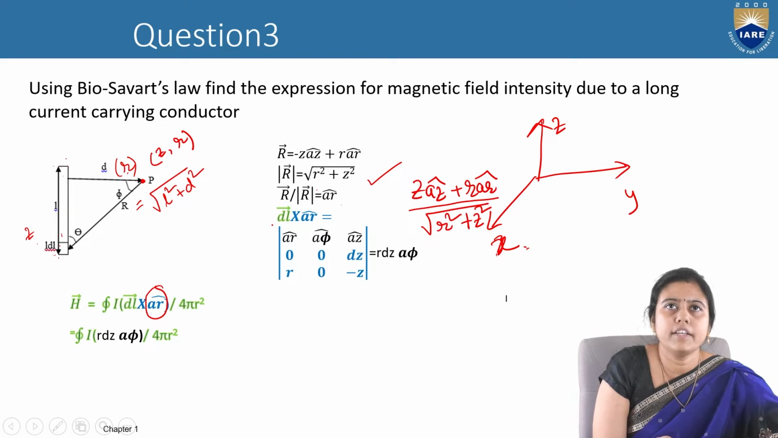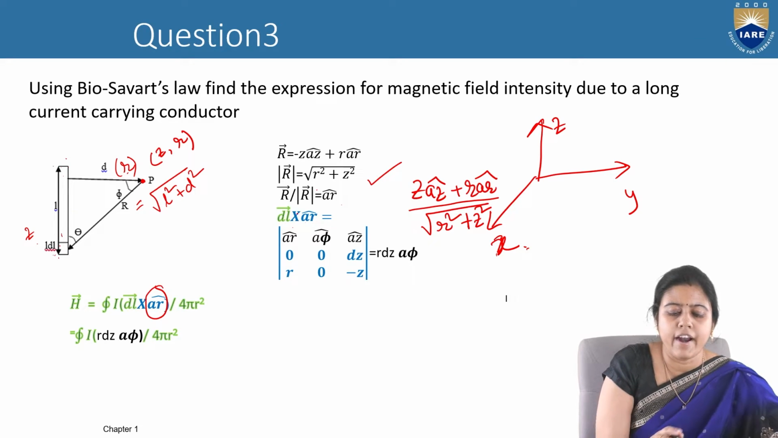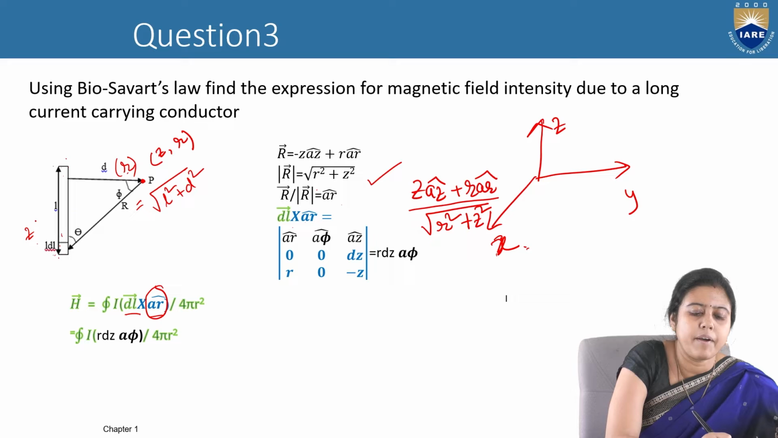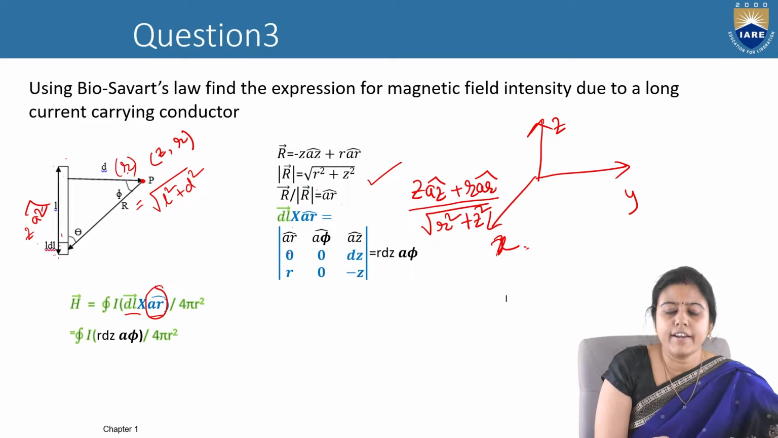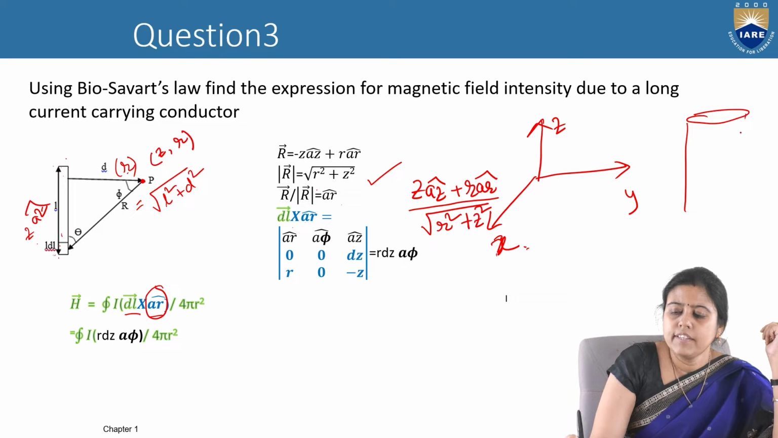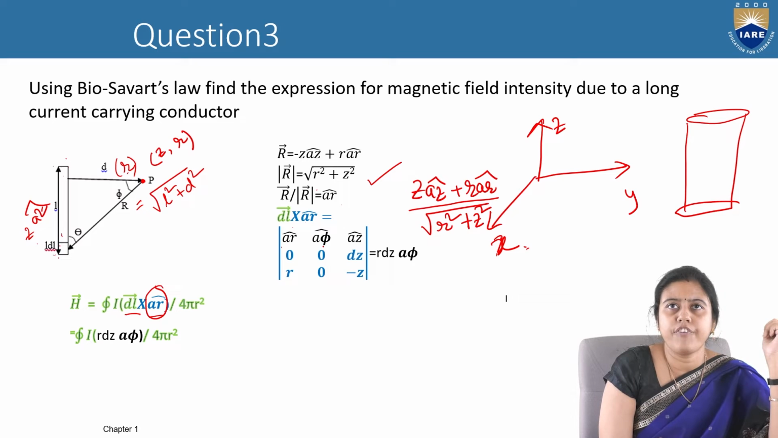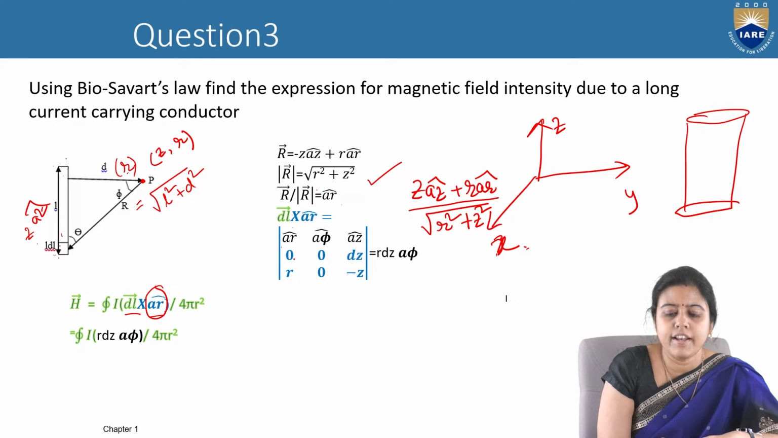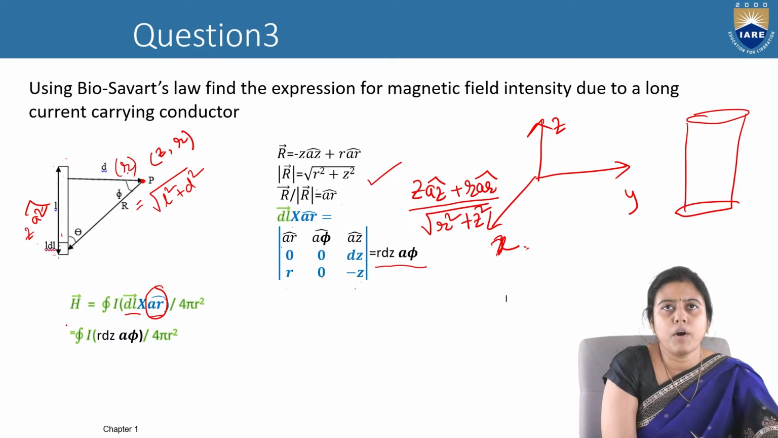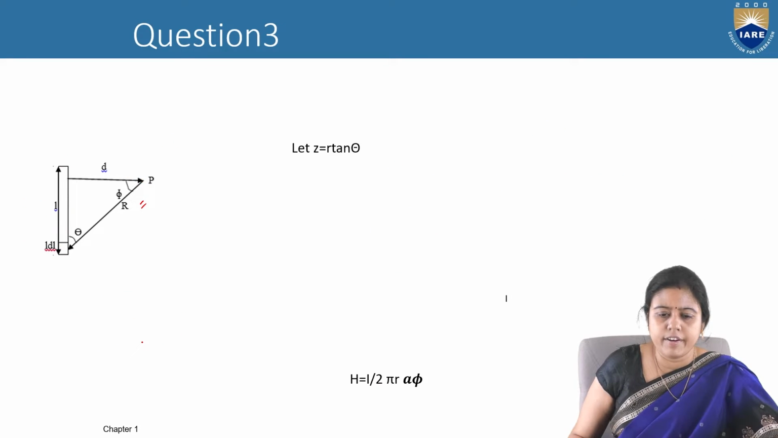Now we are calculating dl cross aR, because according to the formula we need dl cross aR. dl is nothing but dz az. This is a current carrying conductor, so we are thinking of it in cylindrical coordinates: ar, a phi, az. In the first case, dl is 0, 0, dz. What is aR? r, 0, minus z. If we calculate this, we get r dz a phi. So what is H? I r dz a phi by 4 pi R square.